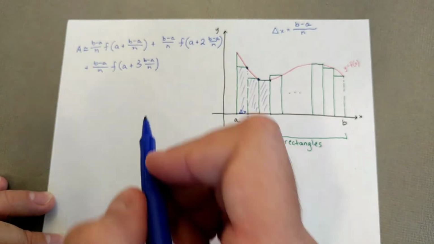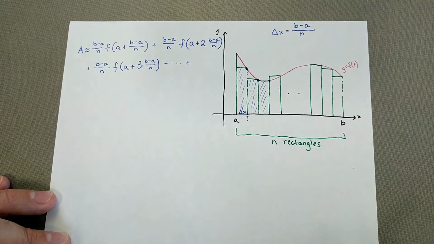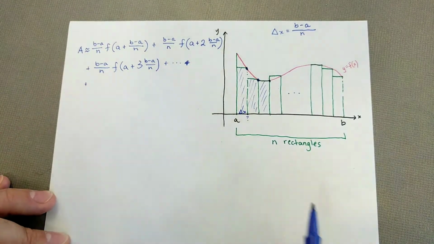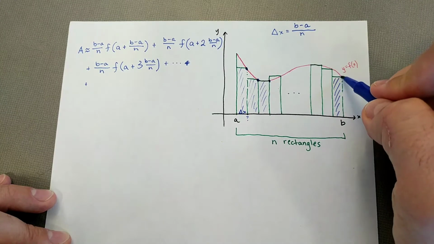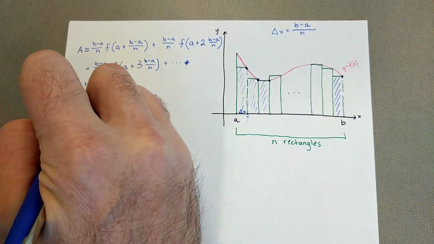All right, I'm starting to get bored a little bit, so I'm just going to fast forward here to the very end. Plus, we'll write that plus down below here, plus, and then we're going to come all the way to the very last one here. So the base length is the same, (B minus A) over N.